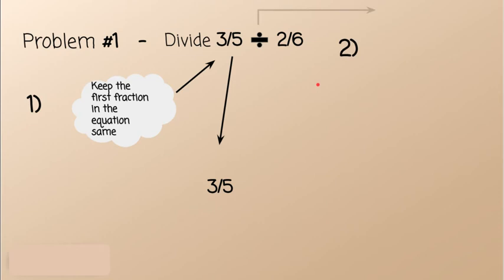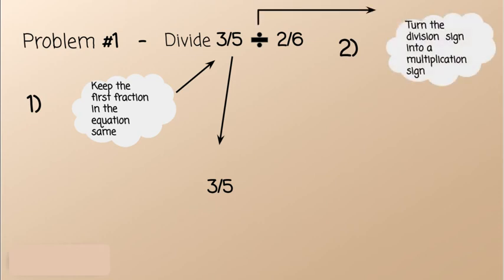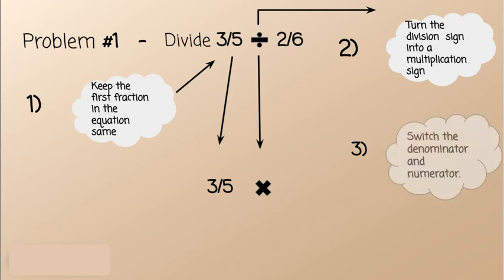And step 2 is turn the division sign into a multiplication sign. And as you can already see, this problem is going to be a multiplication problem or equation. And that leads us to step 3, which is switch the denominator and the numerator. And that is only in the second fraction, not the first one, only in the second.